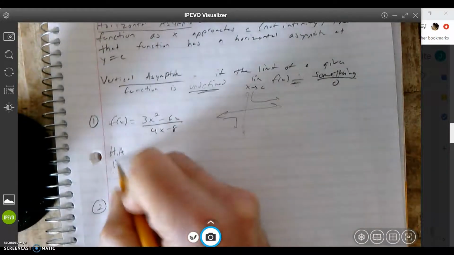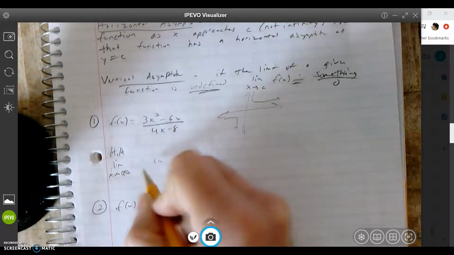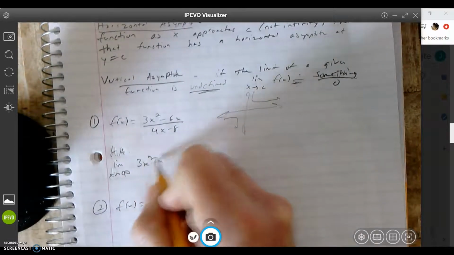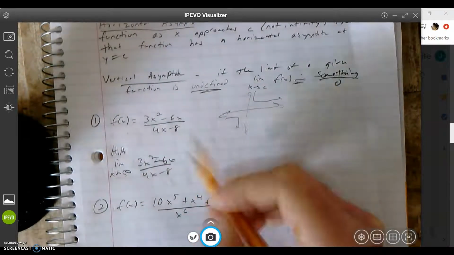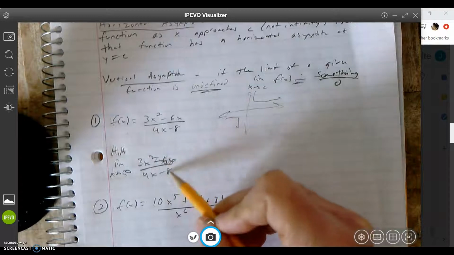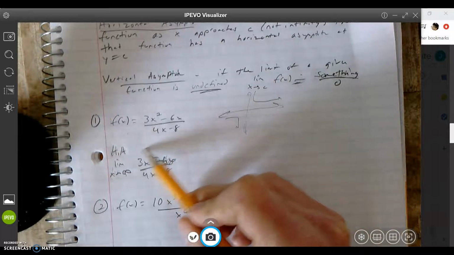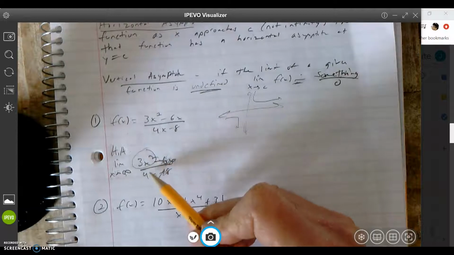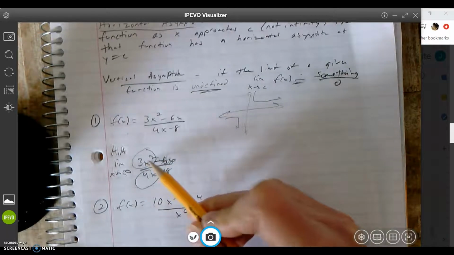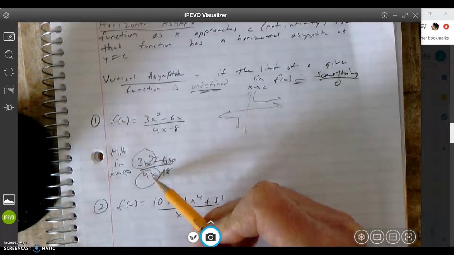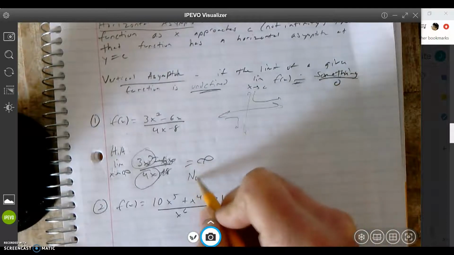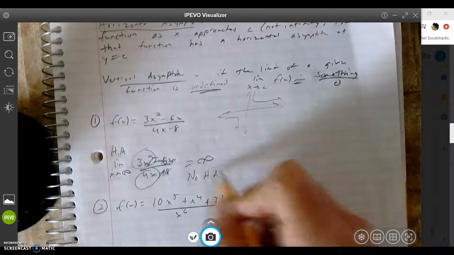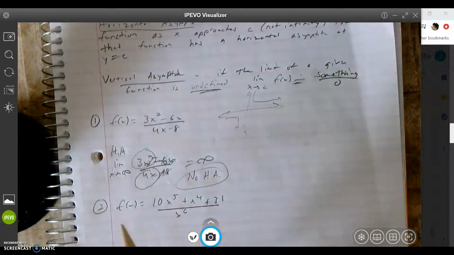So you got to find the limit as x approaches infinity of 3x squared minus 6x over 4x minus 8. So that's going to be, well, this is going to be so small, it doesn't really matter. And so I just look at the biggest power on the numerator and the biggest power on the denominator, and it looks like this right here is bigger. This infinity squared is so much bigger than infinity, so that's going to be infinity. So there are no horizontal asymptotes for this function.